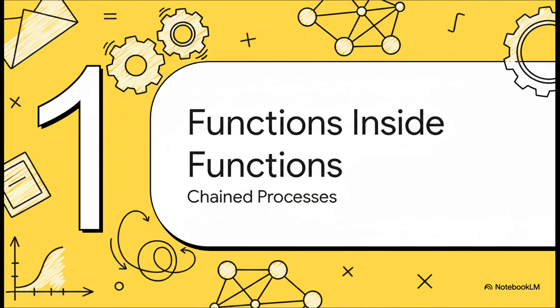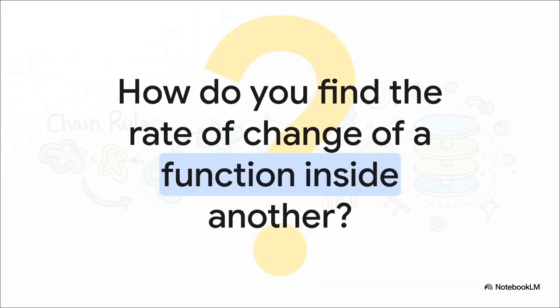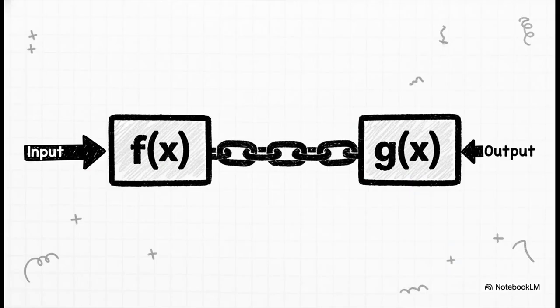So first things first. Before we even look at a formula, let's talk about the core problem that needed a solution in the first place. This right here, this is the whole puzzle. What do you do when one process's result becomes another process's starting point? How do you measure the rate of change for the entire system when all its parts are linked together like that?